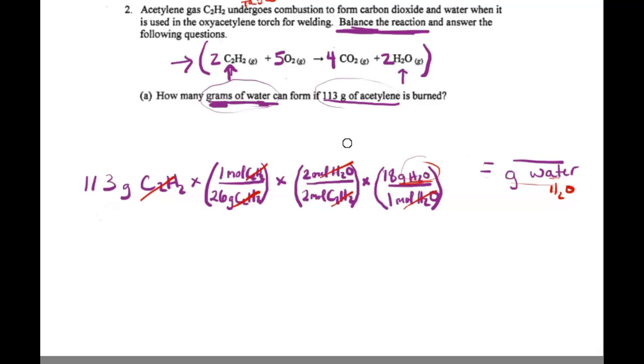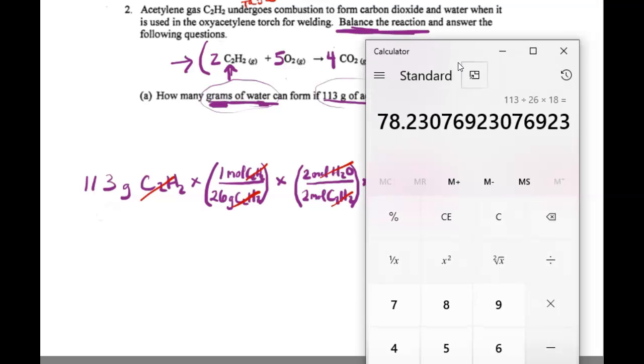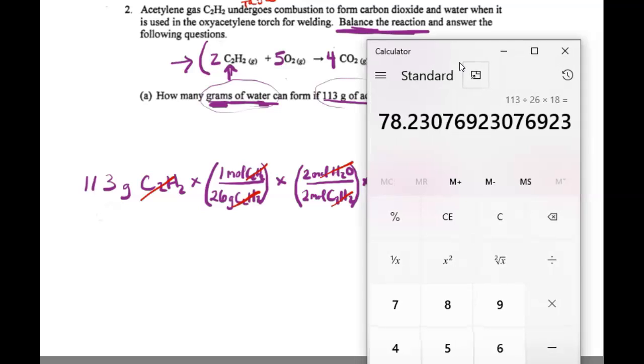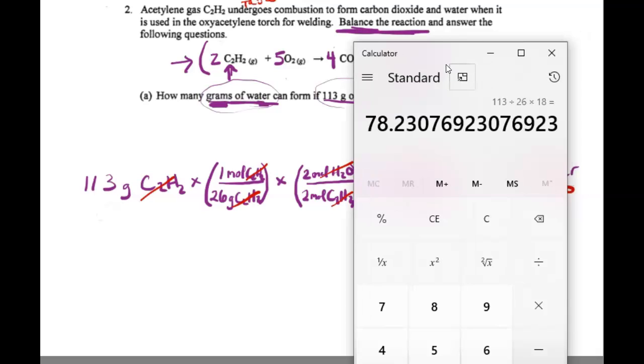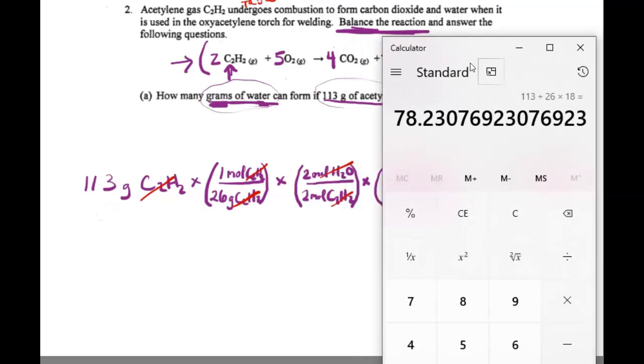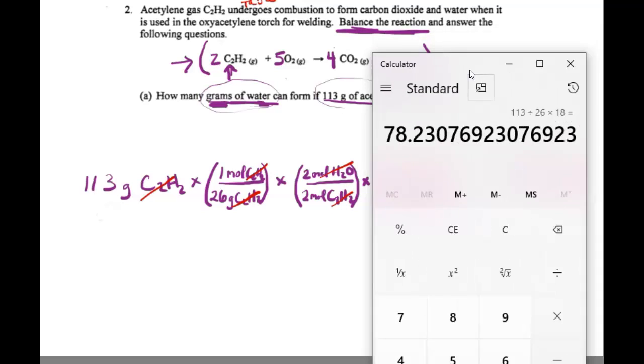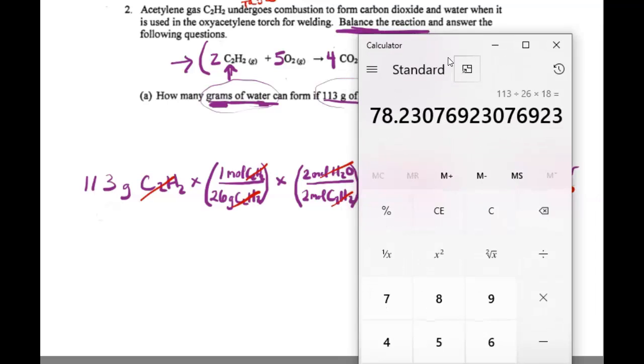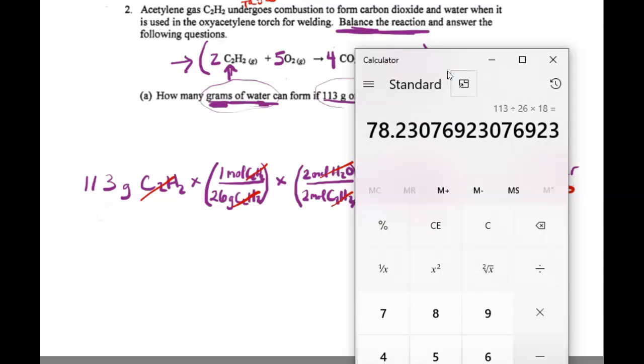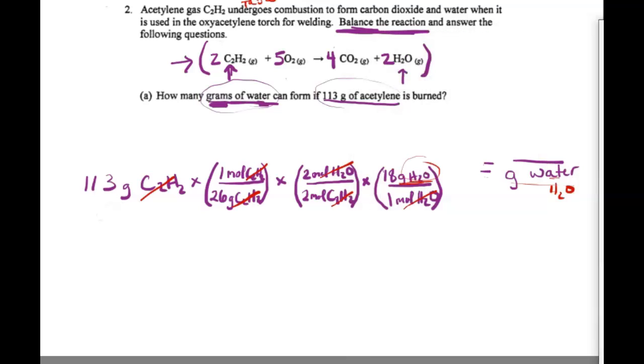So then we plug all this into our calculator and we get approximately this. Okay. Now again, you might have used the decimal points from ptable.com, so your answer might be slightly different than this one, but it should be close to this one. Okay, 78.23 grams of water, which is what we're going to write here. 78.23 grams of water.